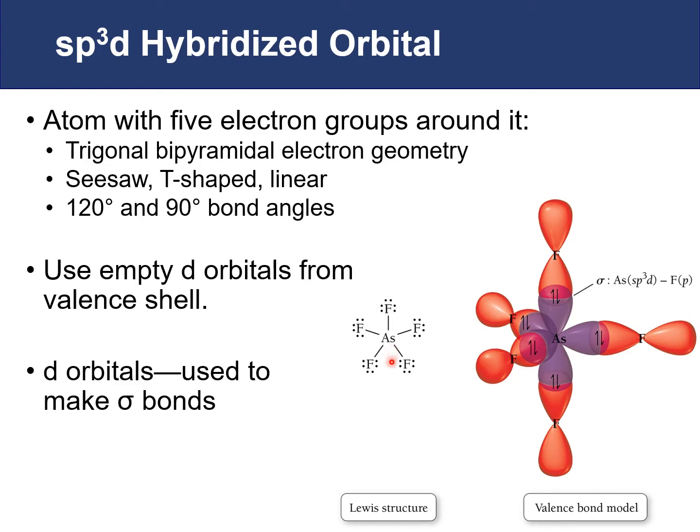In some instances, atoms like arsenic can use empty d orbitals from its valence shell to enable it to bond 5 times with things like fluorine. So this would be arsenic pentafluoride. The d orbitals are used to make sigma bonds. So you would have your fluorine orbitals forming these sigma bonds through direct overlap with your arsenic as the central atom.